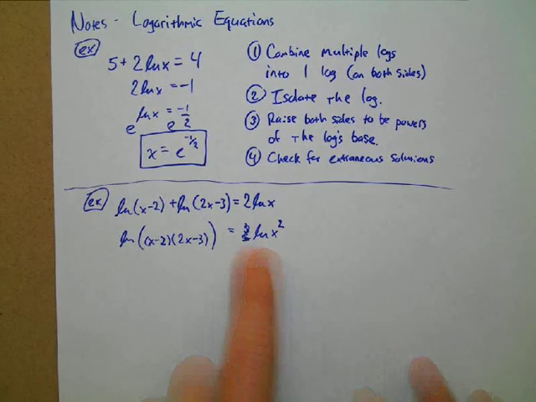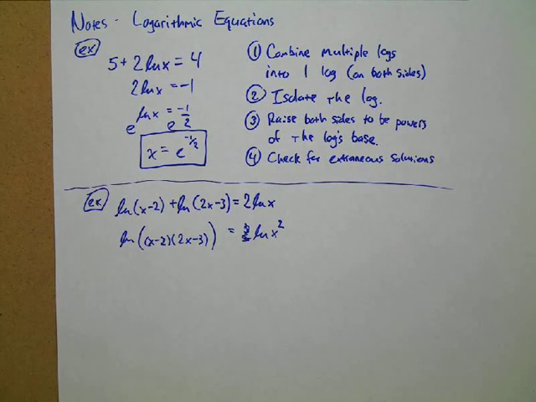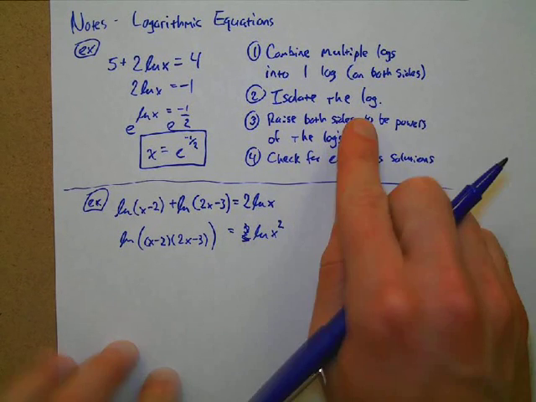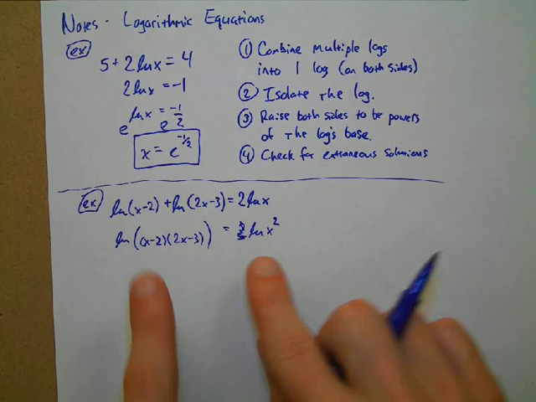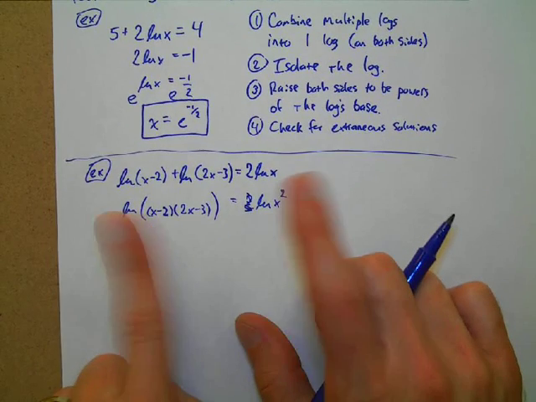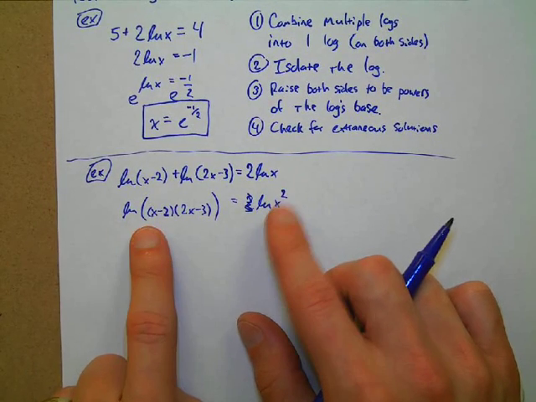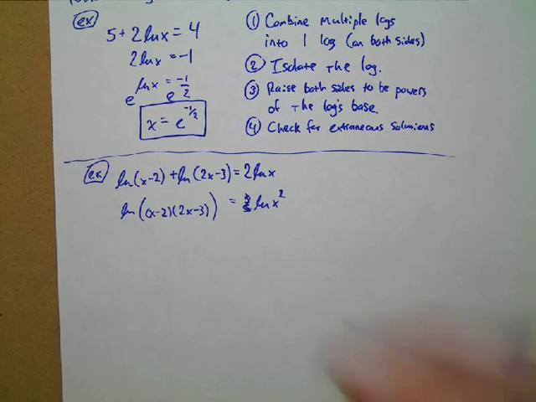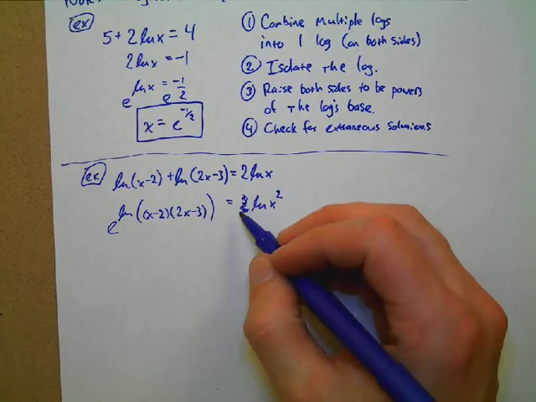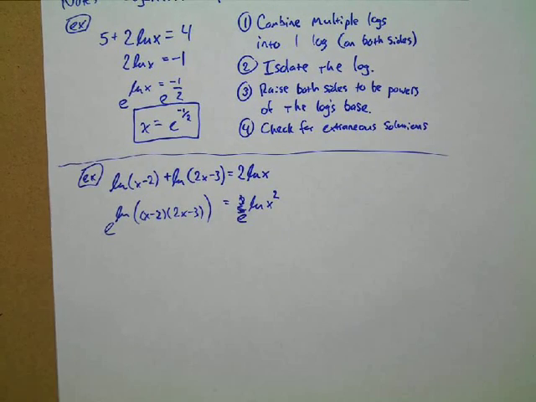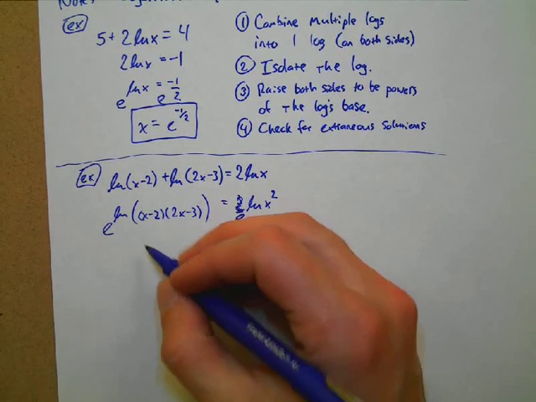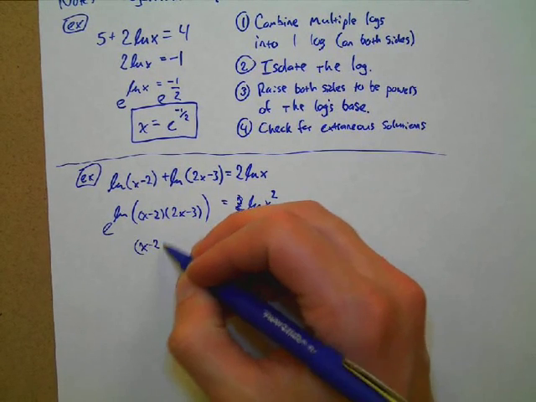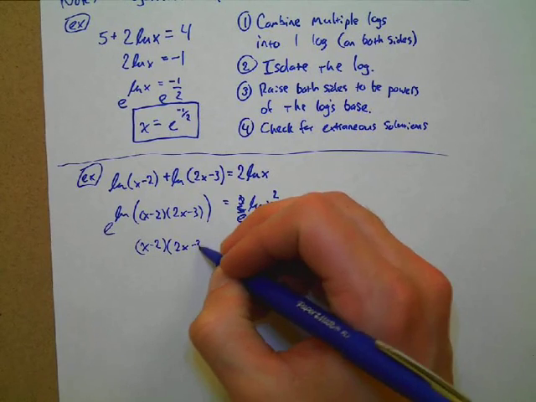Okay, so now we're all in terms of one single logarithm. We could, I guess, isolate things if we wanted to here, but at this point, since we have natural log on both sides, what can we do now to cancel things out? E again, that's right. So we'll do e to the natural log of that and e to the natural log of that. And again, the e to the natural log, they're inverses, they cancel out. We're left with x minus 2 times 2x minus 3 equal to x squared.